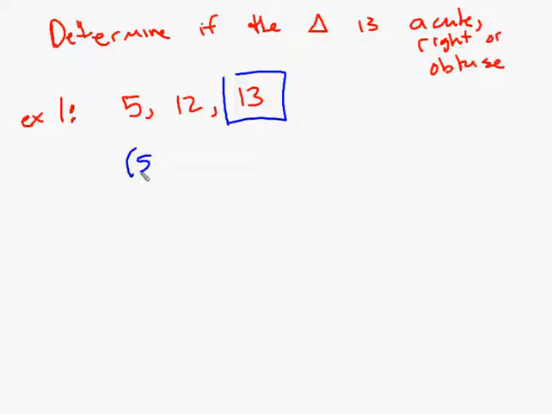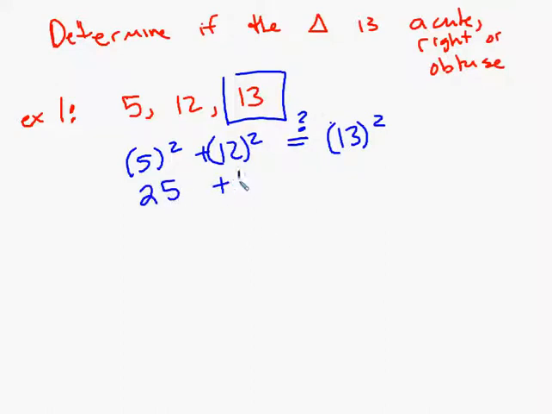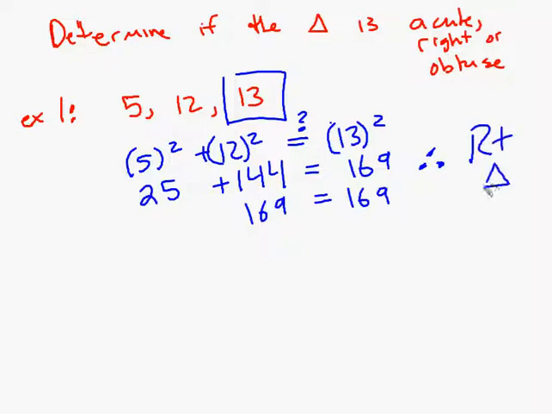All right, so we'll say 5 squared plus 12 squared. And we're going to ask a question. Does that equal 13 squared? Well, 5 squared is 25, and 12 squared is 144, and 13 squared is 169. And when I add those, I get 169, which is indeed equal to 169. So I say, therefore, it is what? Right. This is a right triangle. Now, last year when you tested this, if it didn't come out the same, you just said not right. Well, this year you have to say, is it acute or obtuse? So let's do one where it doesn't work out.